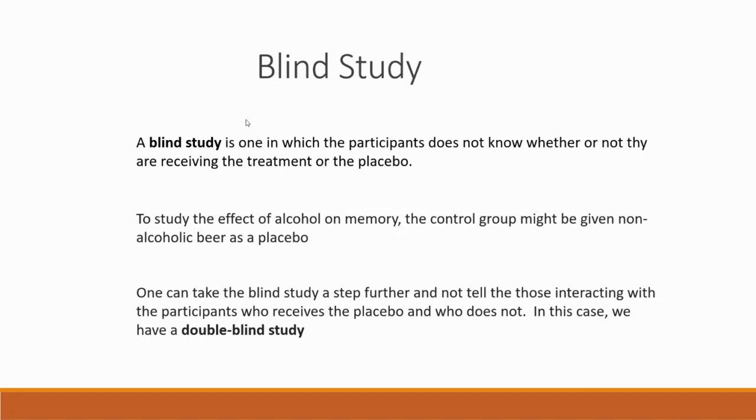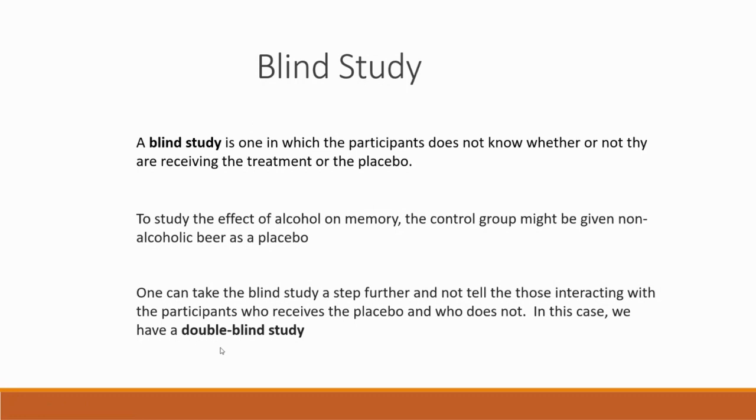So in other words, not just the participants don't know if they're getting the treatment or not, but the ones who administer the test, the ones interacting with the participants, they may not know who's getting the placebo or not. That's what we have. We have then what's called a double-blind study.